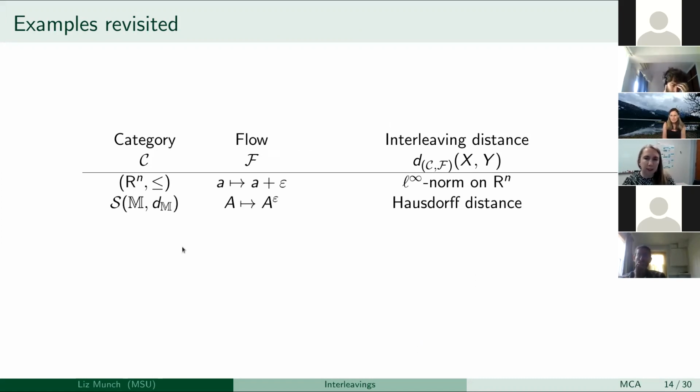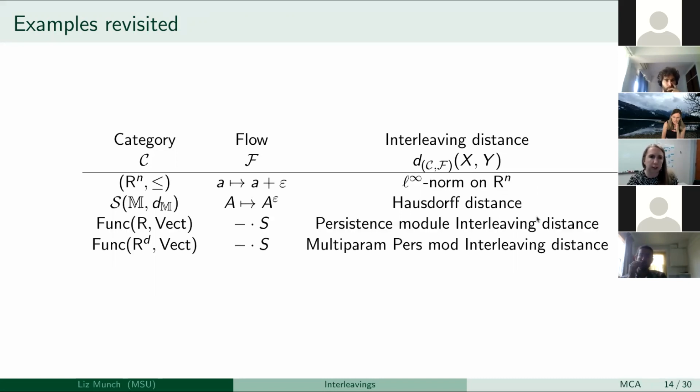For the set of subsets of a metric space, again with this thickening operation where you take a space A and you spread it out by epsilon, the result when you construct the interleaving distance via this other stuff is actually just the Hausdorff distance. So again, you can start seeing some relations between these, because the distance ends up being some worst case epsilon over looking for matchings.